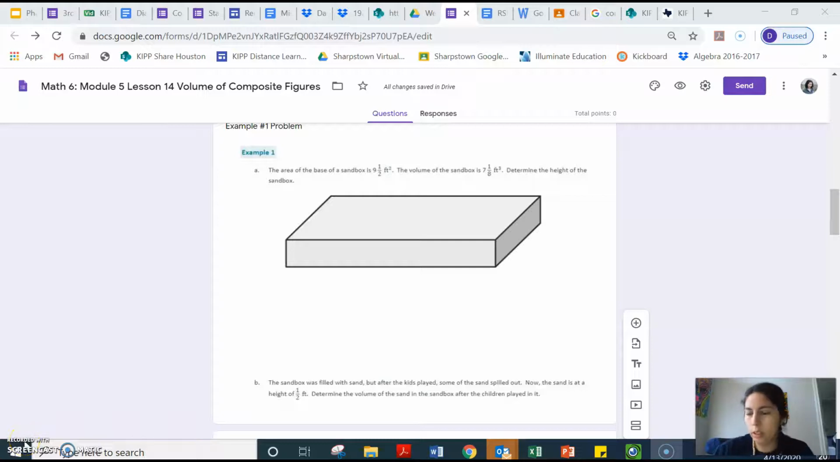All right, y'all, so let's move on to part B. Part B says the sandbox was filled with sand, but after the kids played, some of the sand spilled out. Now the sand is at a height of 1/2 foot. Determine the volume of the sand in the sandbox after the children played in it.